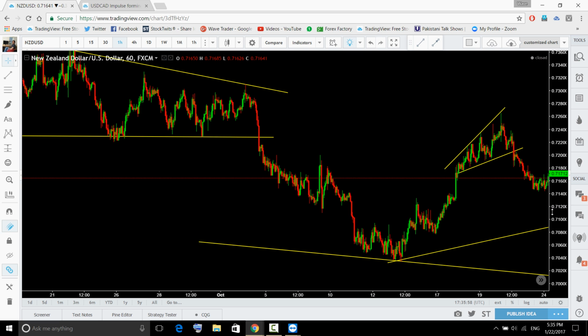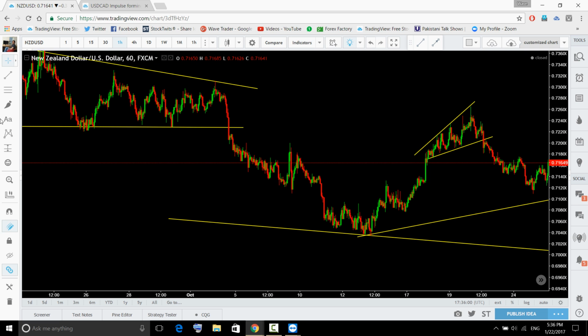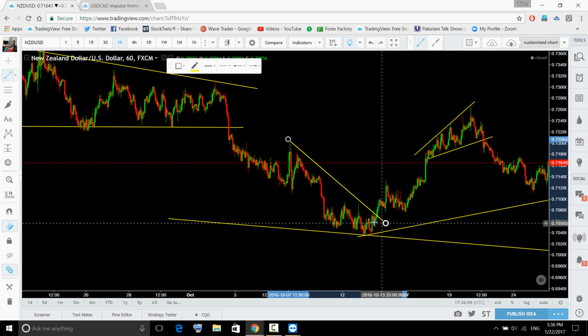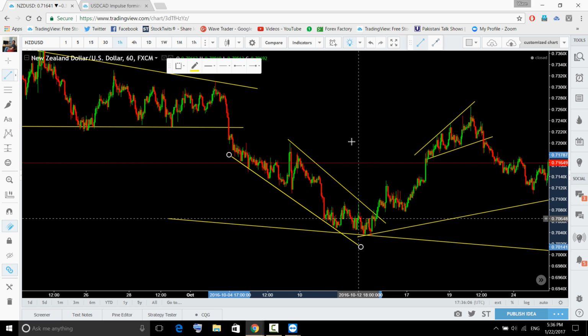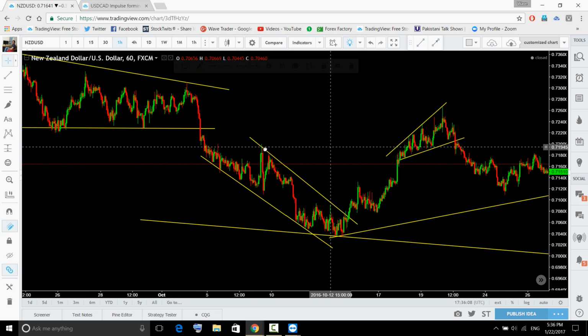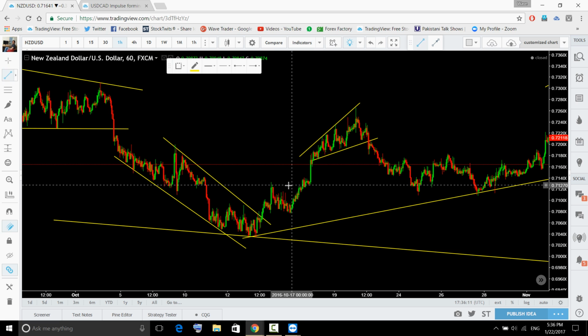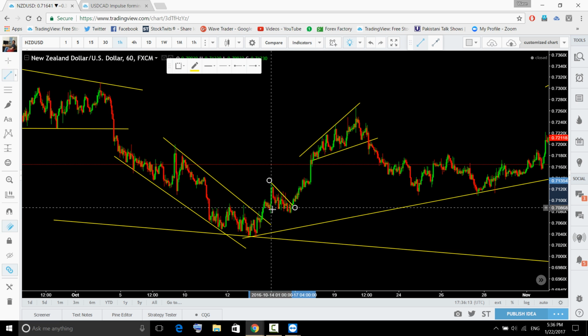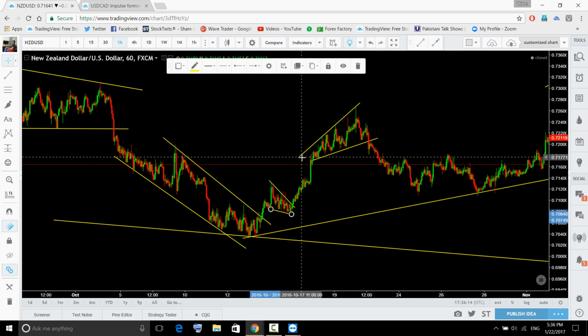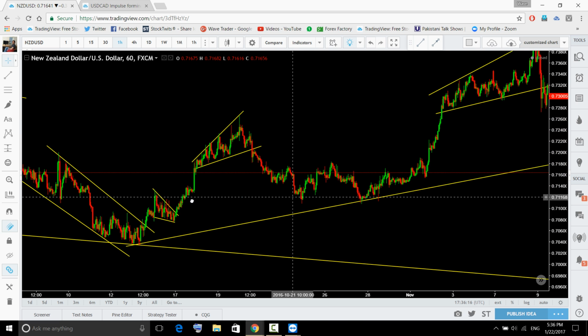Then we're going to look at the next pair. Okay, so a trend reversal pattern formed with the divergence, broken out with impulse, forming a trend continuation pattern. Broken out with impulse, continuation.